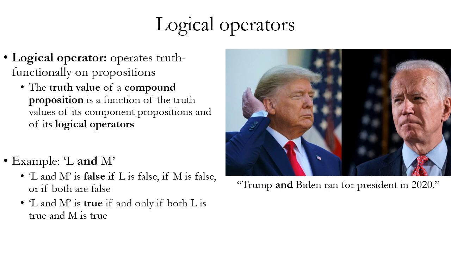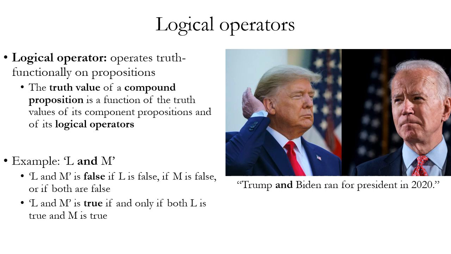Take the compound proposition L and M. An example of this is Trump and Biden ran for president in 2020. This uses the logical operator and, which is called a conjunction in logic. And if we want to know the truth of this compound proposition, we can calculate it if we know the truth of its individual components and the meaning of the and operator. The meaning of the and operator can be defined as follows.